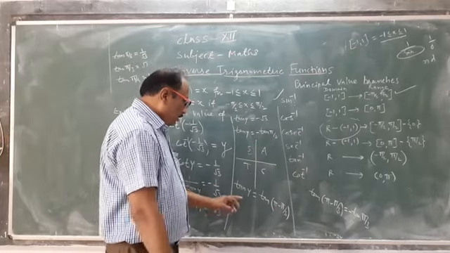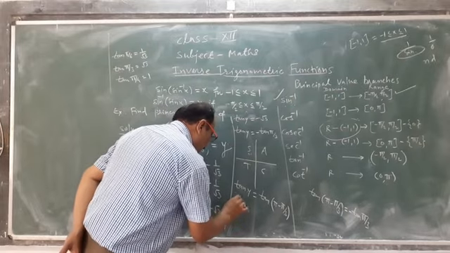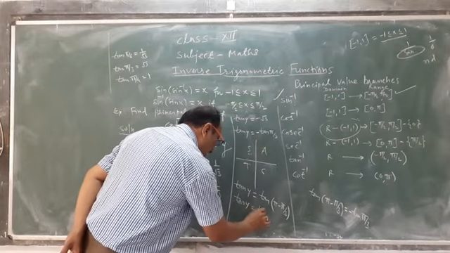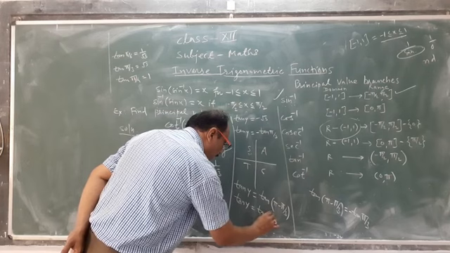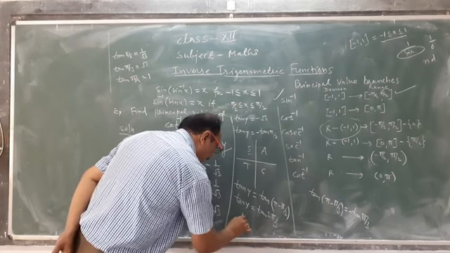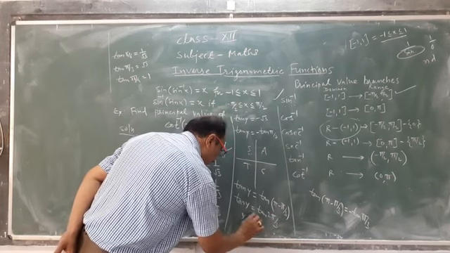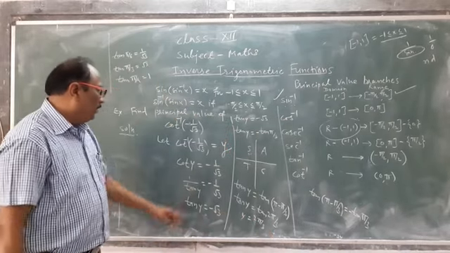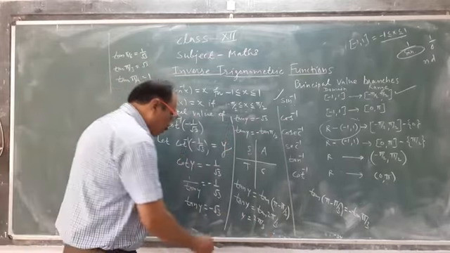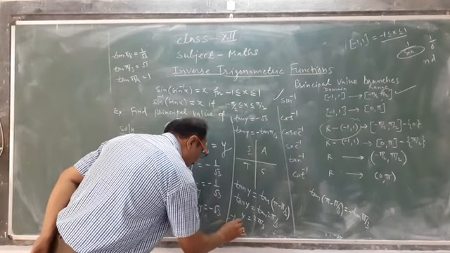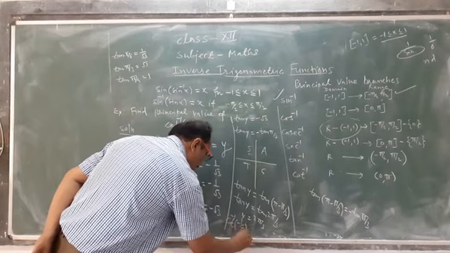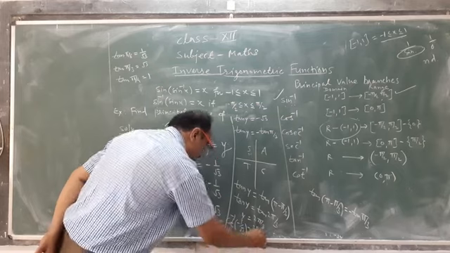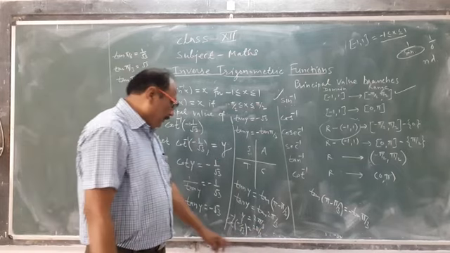Therefore, tan y is equal to tan of 2 pi by 3. Means y is equal to 2 pi by 3. What is y? y is tan inverse of minus root 3, which is equal to 2 pi by 3.